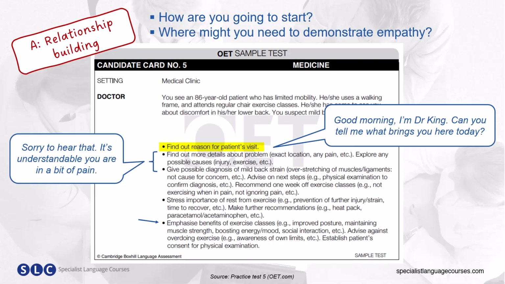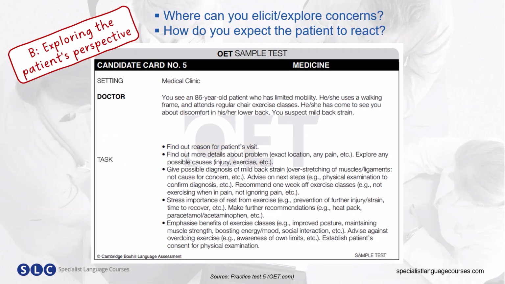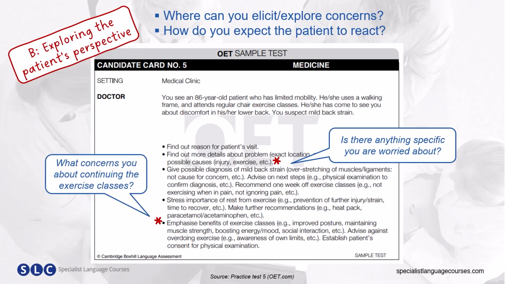So we can empathize with that by saying, I understand you might not be keen to return to the classes, but there are lots of benefits. Exploring the patient's perspective. In the OET roleplay, you need to explore concerns, even if it's not on the role card. So we might explore concerns here and say, is there anything specific you are worried about? Or perhaps in the last task, if they're reluctant to continue the exercise classes, we might ask, why? What concerns you about continuing the exercise classes?